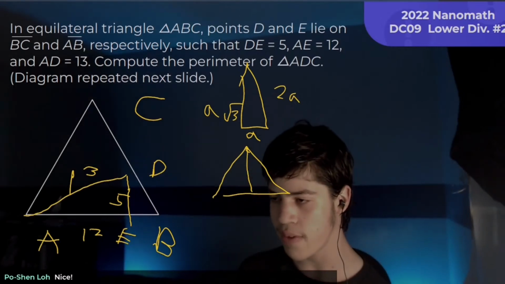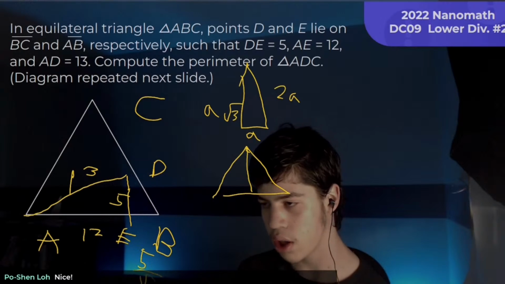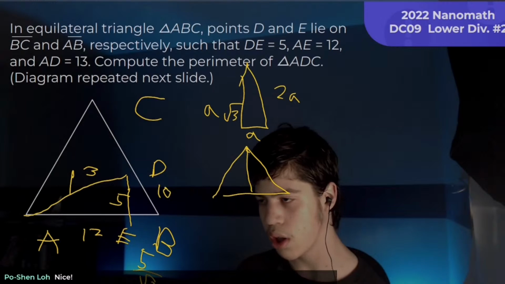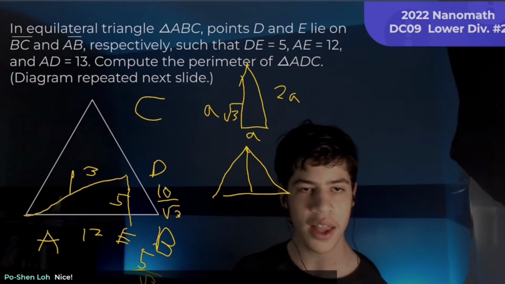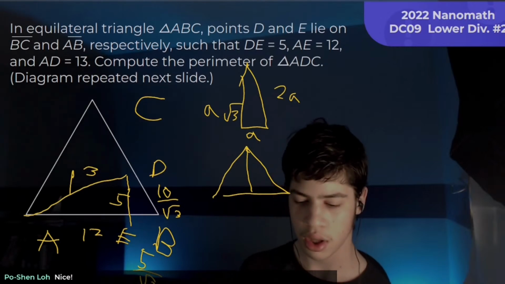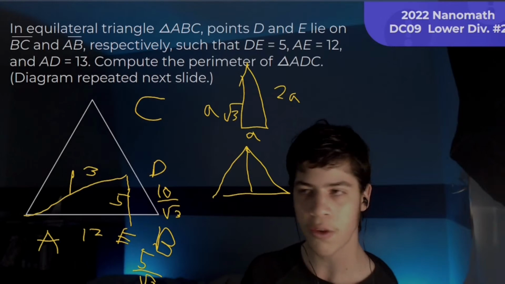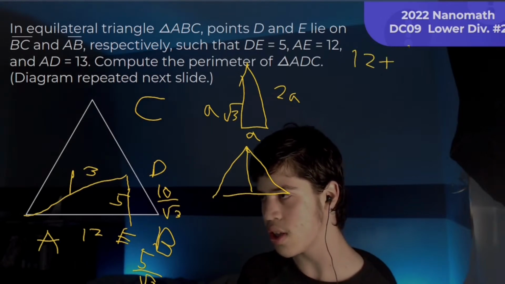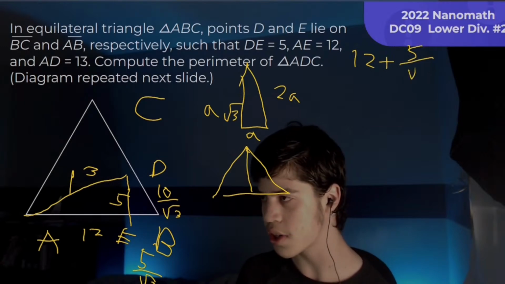And because of that, we have that BE is 5 over root 3, and BD is 10 over root 3. Awesome. Now, wait a minute. Now we know the side length of ABC, right? That's awesome. Okay. And what that actually would be is 12 plus 5 root 3 as the side length, which is really good to know. Okay, awesome.